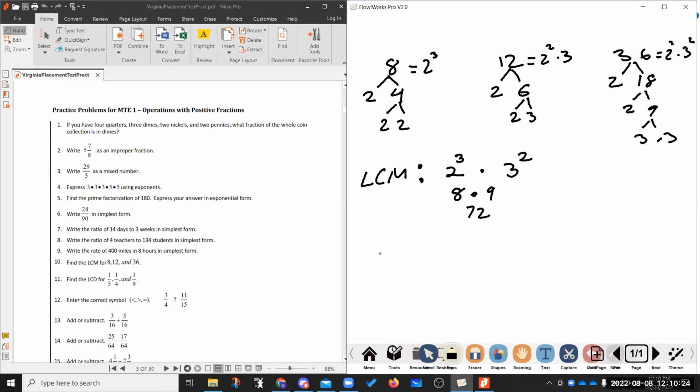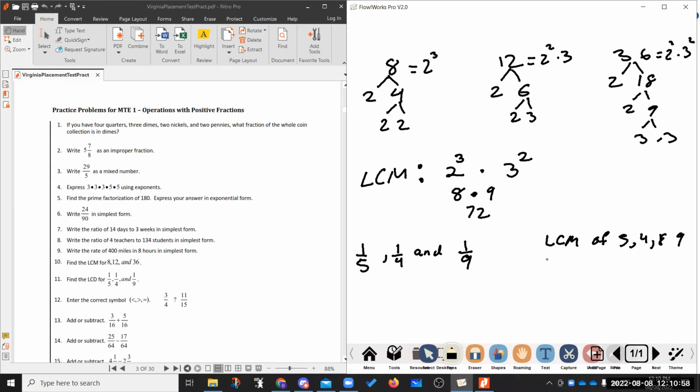Now let's do that for the LCD for 1/5, 1/4, and 1/9. The LCD is going to be the same thing as the LCM of 5, 4, and 9. These are all relatively prime because 5 is a prime number, 4 is only made up of 2's, 9 is only made up of 3's. So I'm going to have to multiply them all together since they have no factors in common.